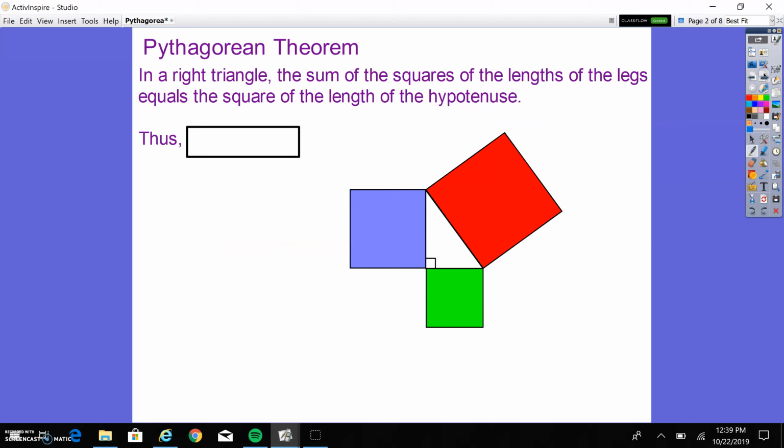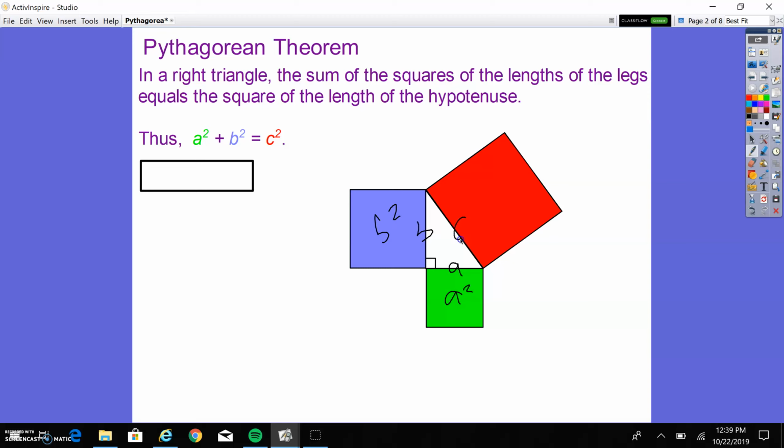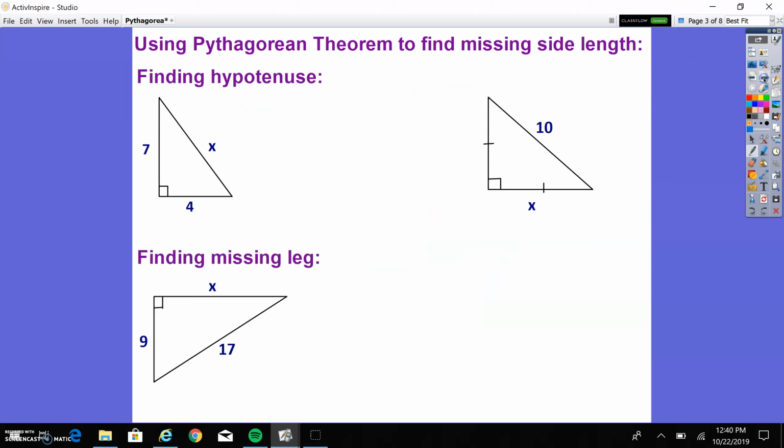So to start, we're going to refresh on the Pythagorean theorem. Remember that it is a squared plus b squared equals c squared. So you're going to take the side length a here, a squared is the green box, b squared is the blue box, and then c squared is the red box. When we compare the areas and add a squared and b squared together, they are equal to c squared, and that's always true, but it only holds true for right triangles. So we're going to use the Pythagorean theorem to find missing side lengths.